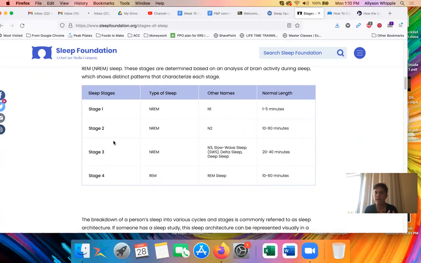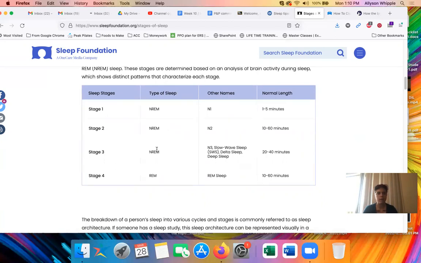So this, they don't necessarily need pictures or drawings here, right? But they break this information down into a nice table. Again, some sort of visual component is necessary for process descriptions, and you are required to have one in your assignment. So stage 2, NREM, also known as N2, this is 10 to 60 minutes.